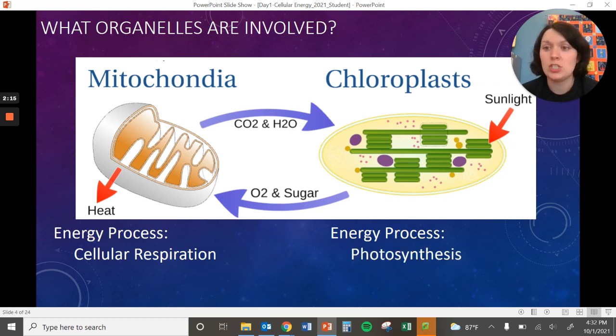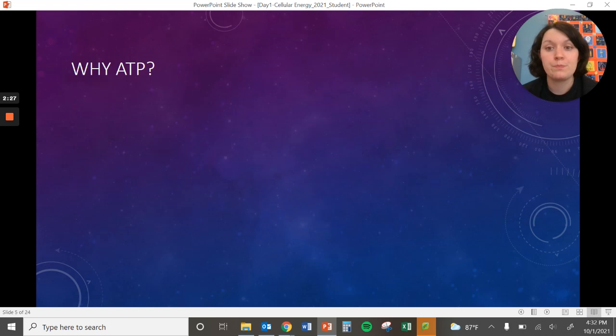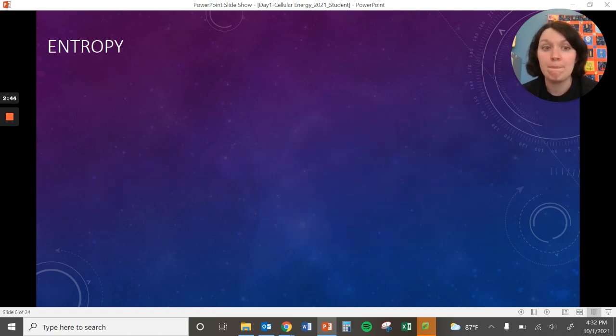So cellular respiration, what's that? That is turning our food, usually glucose, into ATP, and photosynthesis is turning sunlight into carbohydrates, which would be glucose or food. So why do we use ATP? Just like we talked about, energy can be stored in bonds. We use ATP because it has bonds that can be easily broken, so we can have quick energy that is being stored in those bonds of the ATP.